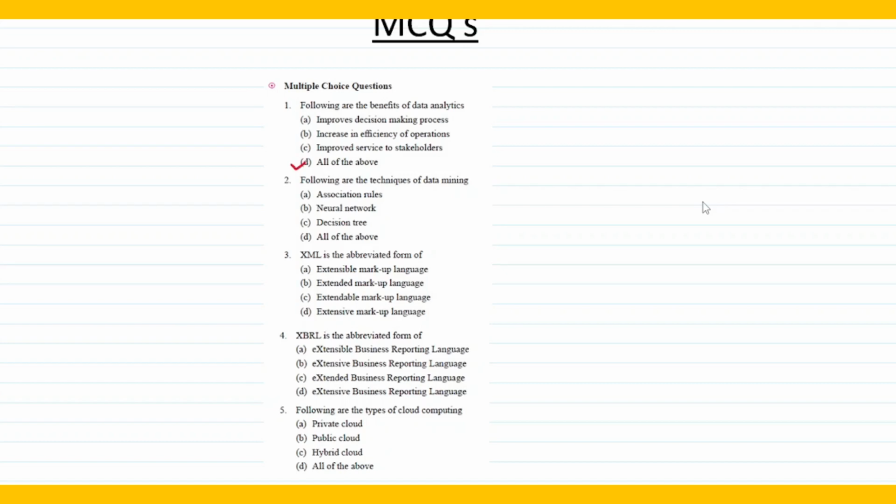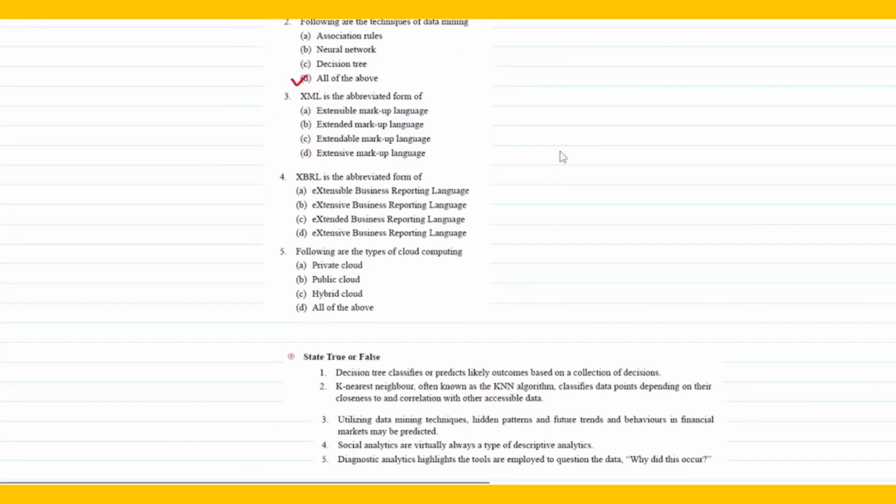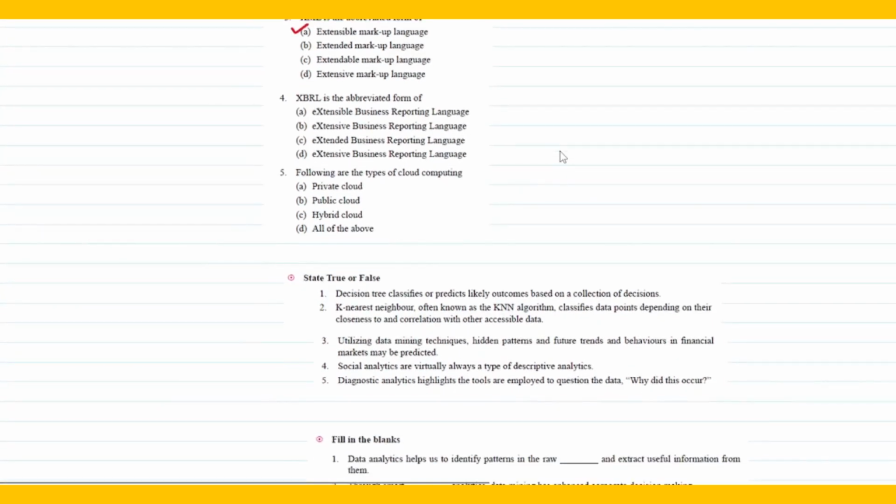Following are the techniques of data mining: association rules, neural network, decision tree, all of the above. We've already discussed all these in the previous chapter. So the answer is all of the above. XML is the abbreviated form of extensible markup language, right? X stands here for extensible, right? So that's the correct answer. XBRL is the abbreviated form of extensible business reporting language. So the correct option is option number A.